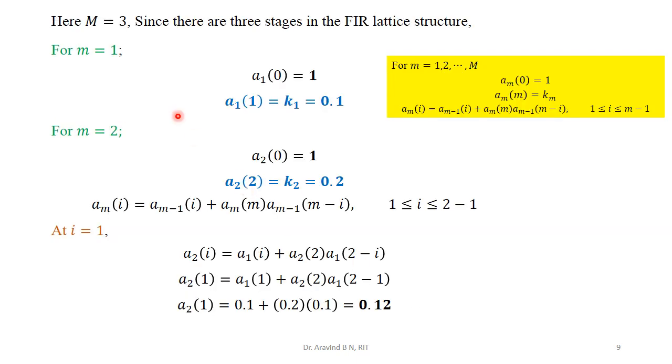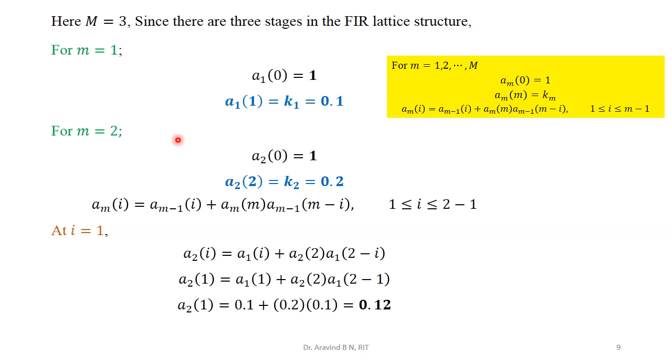Now getting into the procedure. For m is equal to 3, since there are 3 stages in the FIR lattice structure, let us start from the lower value. Again, the same set of formulas has been represented here for better understanding of the substitution. At m is equal to 1, a1 of 0, that is am of 0 with m equal to 1, is always equal to 1. Then the second one, am of m is equal to km, so a1 of 1 is equal to k1. K1 is directly given, therefore that is equal to this value.